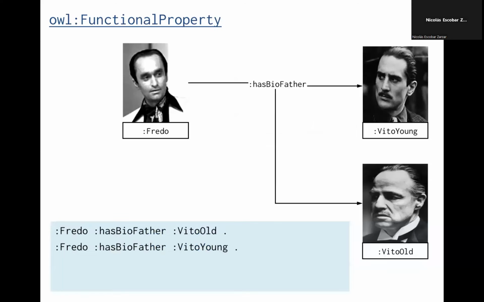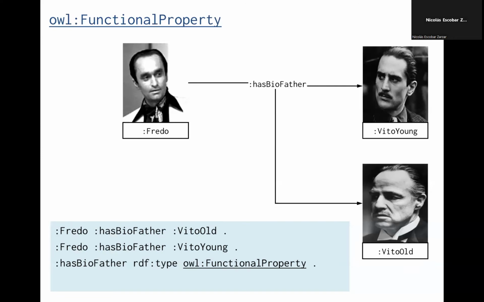Functional property. These are really useful if we're trying to integrate data where we want to figure out which sorts of things are the same. So we have here a relation has biological father. Fredo has biological father, Vito old. Fredo has biological father, Vito young. In this case, we're going to take the axiom that has biological father is a functional property.